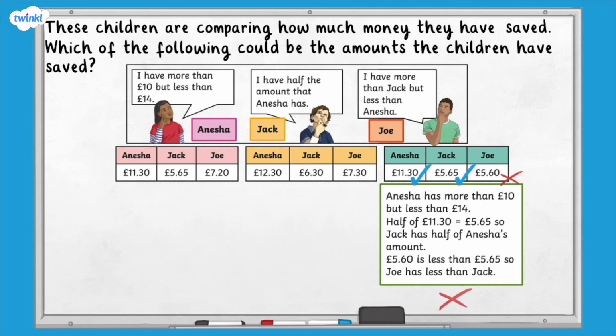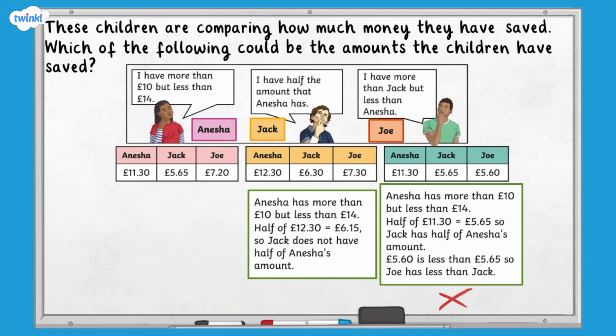This is incorrect. Anisha has more than £10 but less than £14. Half of £12.30 is £6.15. So Jack does not have half of Anisha's amount.